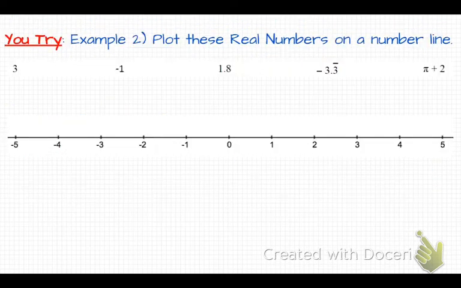Okay, plot these real numbers on a number line. I'm going to give you about a minute. If you need help, ask your neighbor, but it's pretty similar to what we just did. We'll go over the answers. Okay, did we all plot 3 correctly? I really, really, really hope so.